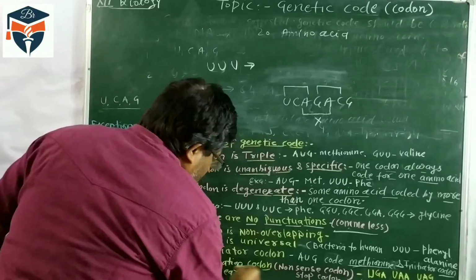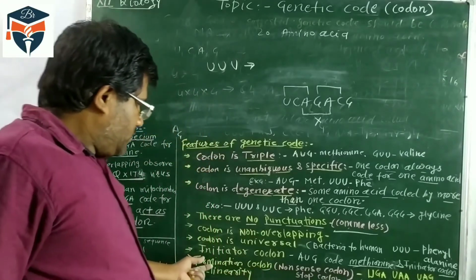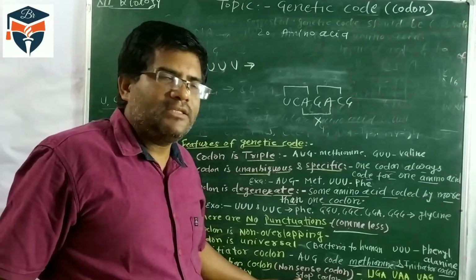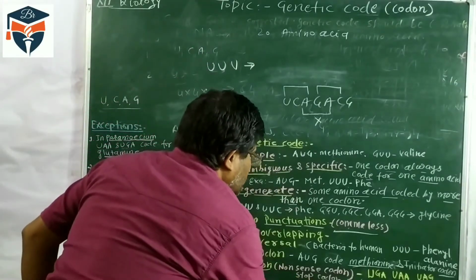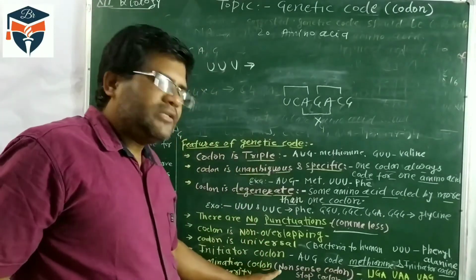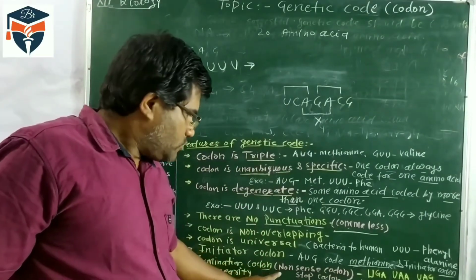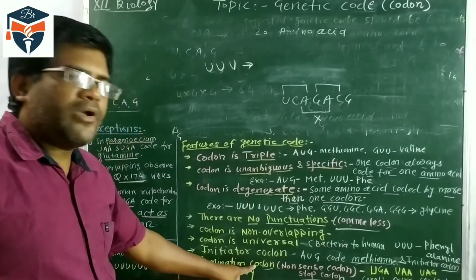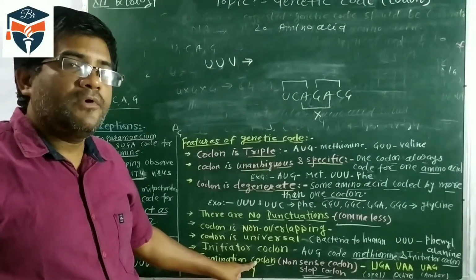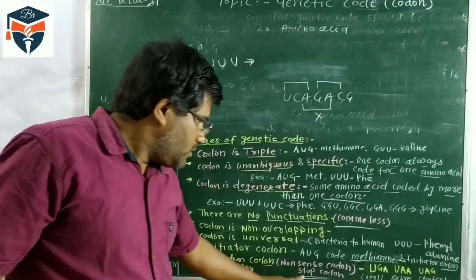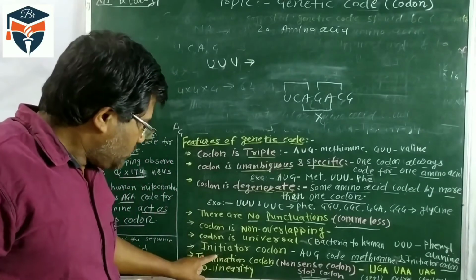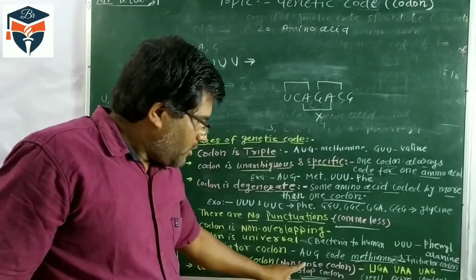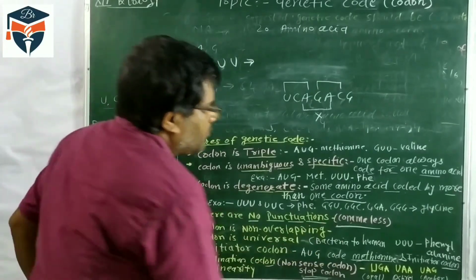Next is the termination codon. There are some codons that stop the process of protein synthesis, so they are also called stop codons. They do not synthesize any amino acid, so they are also known as nonsense codons. Why are they called termination codons? Because they stop the process of protein synthesis. And since these codons do not synthesize any amino acid, they are called nonsense codons.